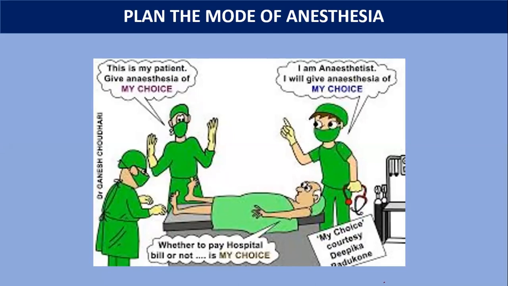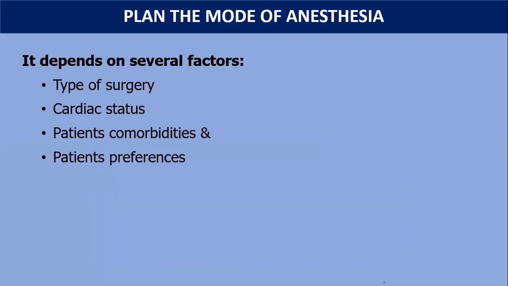So before going into the anesthesia, you have to discuss with the anesthetist, discuss with the surgeon, discuss with even the family physician and the patient relatives. But this is a primary job of the surgeon. It definitely depends on several factors: type of the surgery, cardiac status, patient comorbidities, and the patient preferences. Because the patient preferences make a lot of difference.